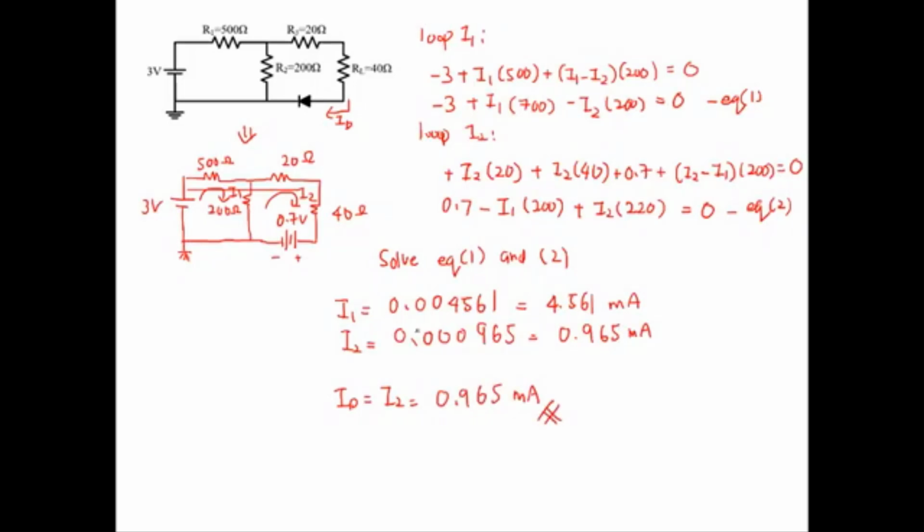If you compare with the one that used the graphical method, last time we got around 0.8 milliampere, but now we get 0.965 milliampere. So we have a slight difference between using the equivalent model and the graphical method.